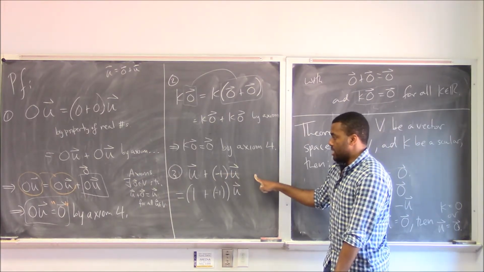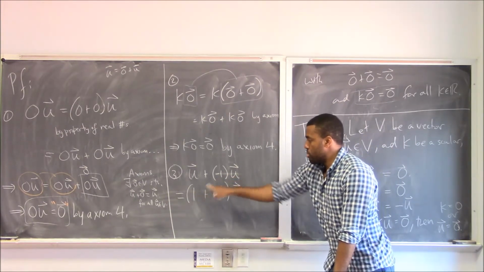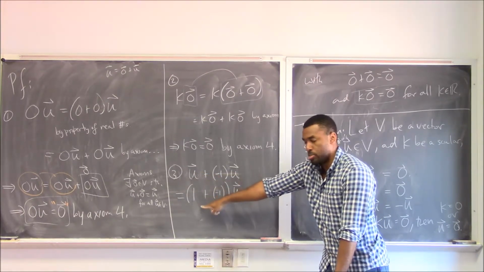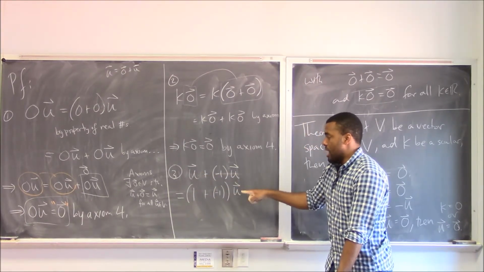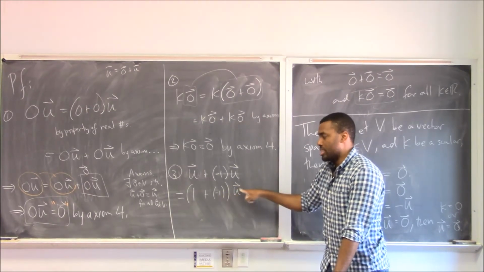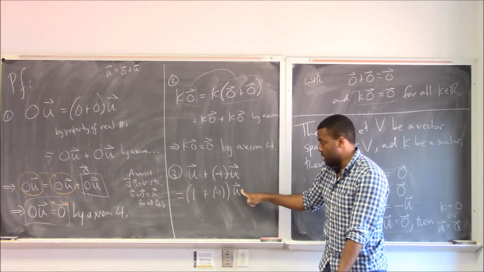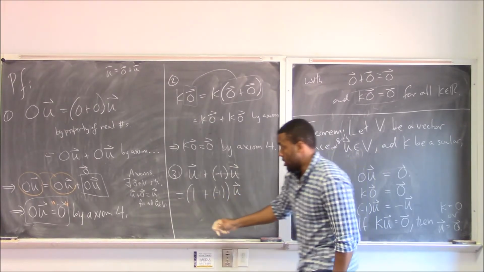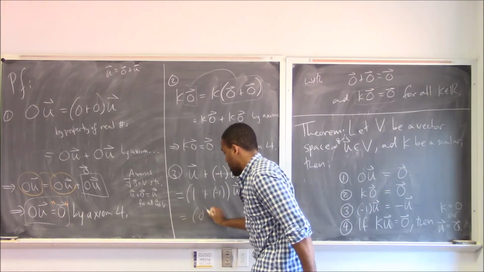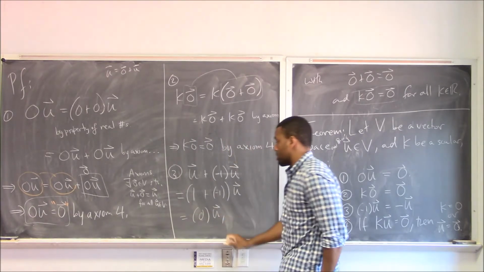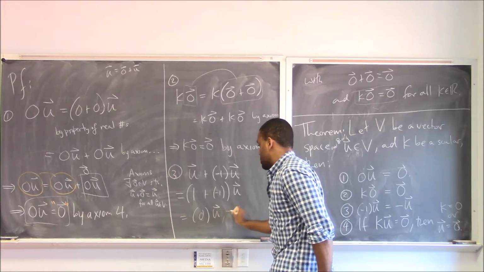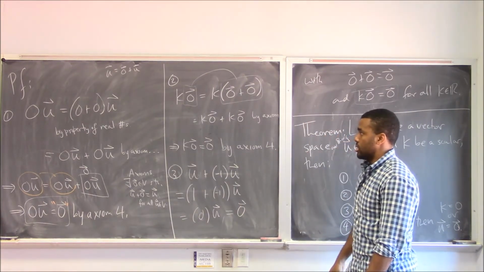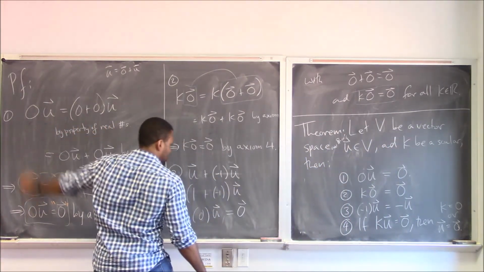This I can expand. I know that I can distribute this and say 1 times u, and I would get back u because of property 10. However, I do not know that minus 1 times u is the negative of u, so that I can't assume. But what is 1 plus minus 1? 0. Well, that is 0 with the real numbers, right? And this, by the way, is 0. Why? We proved it in part 1.